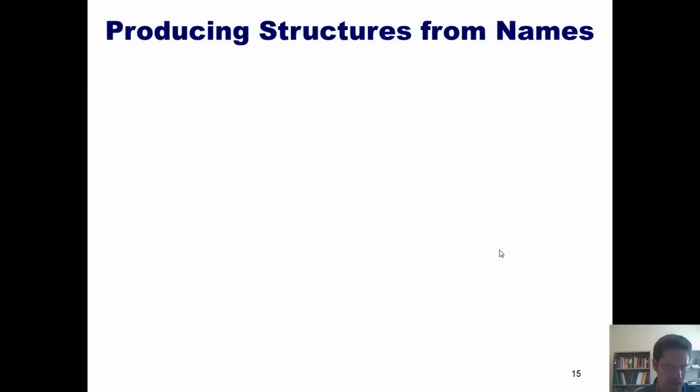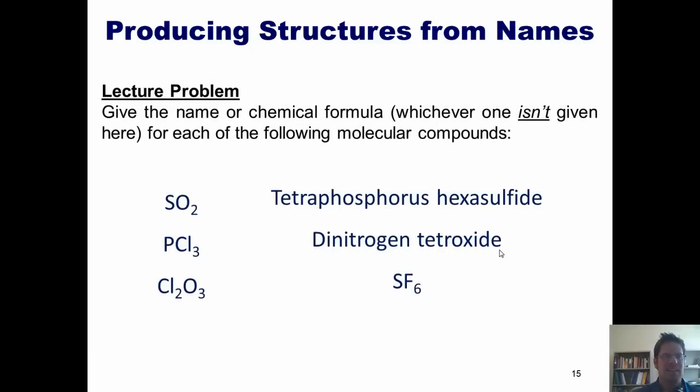This brings us to a great lecture problem that I really wish I would have included in our problem set. Oh well, here it is. Given the name or chemical formula, whichever one isn't given here, for each of the following molecular compounds. Now I'm not going to do all of the examples shown here. I just wanted to take a look at maybe one or two. Let's look at this molecule right here, SO2.